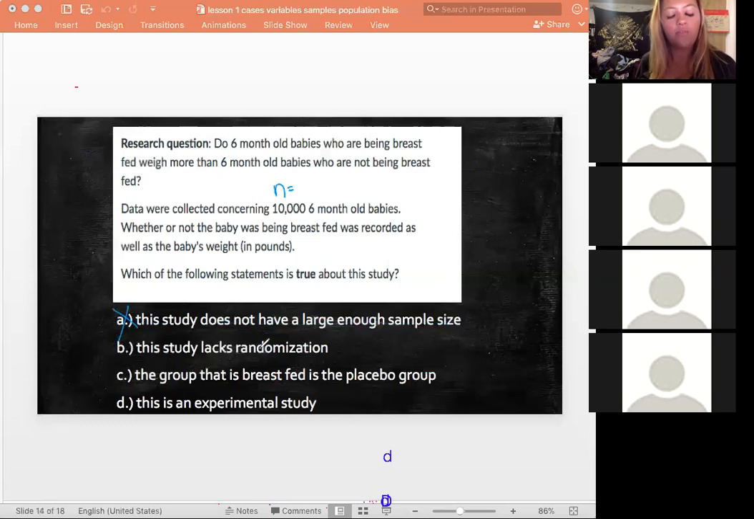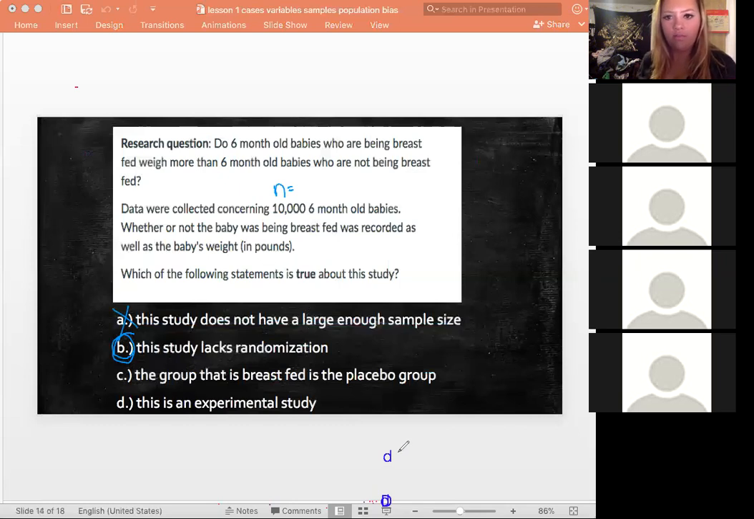B says the study lacks randomization. This is actually our right answer, because it just says they took 10,000 6-month-old babies and recorded their weight and whether they're being breastfed or not. This is observational because all they're doing is looking at these babies and asking what's your weight, what's your food preference. There's no randomization. They didn't randomize the babies and decide who's being breastfed.